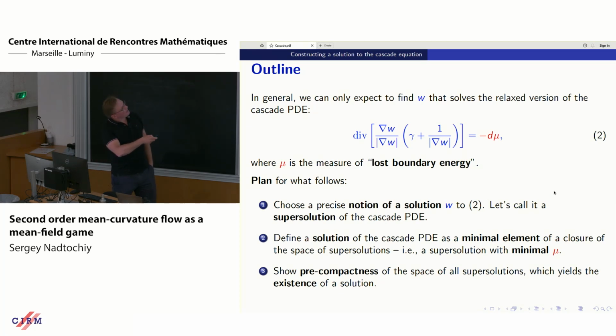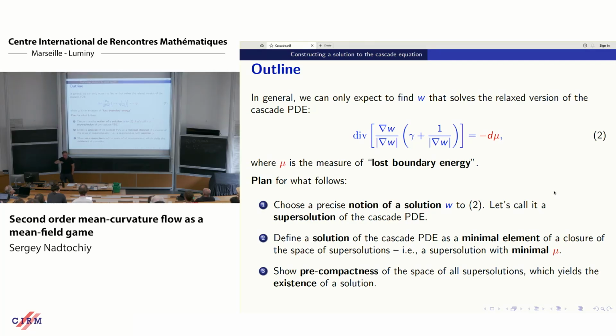So first of all, we have to accept the fact that we're not solving it with 0 right-hand side, but we have to put some negative measure there, minus d mu. Now here's the approach. It's actually very similar to many things that happen in stochastic control. Very often you think of a solution really as a smallest supersolution, right? And that has a meaning.